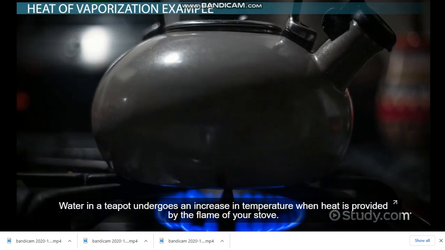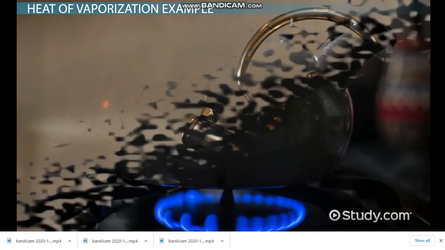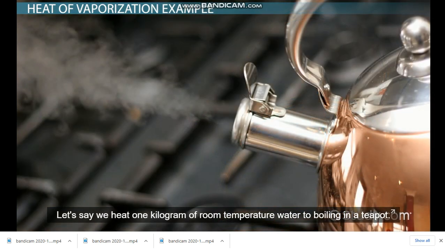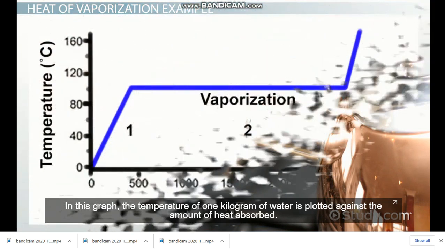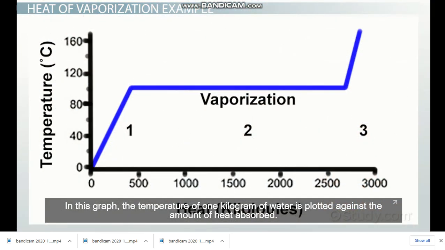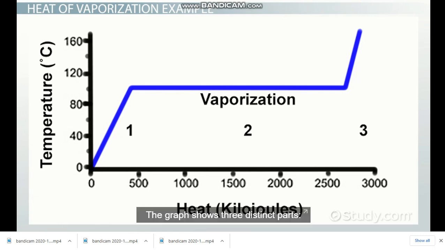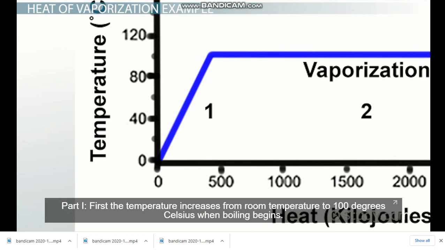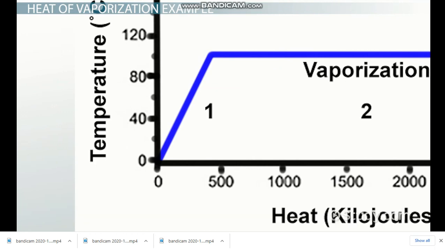Water in a teapot undergoes an increase in temperature when heat is provided by the flame of your stove. Let's say we heat 1 kilogram of room temperature water to boiling in a teapot. In this graph, the temperature of 1 kilogram of water is plotted against the amount of heat absorbed. The graph shows three distinct parts. Part 1. First, the temperature increases from room temperature to 100 degrees Celsius when boiling begins.